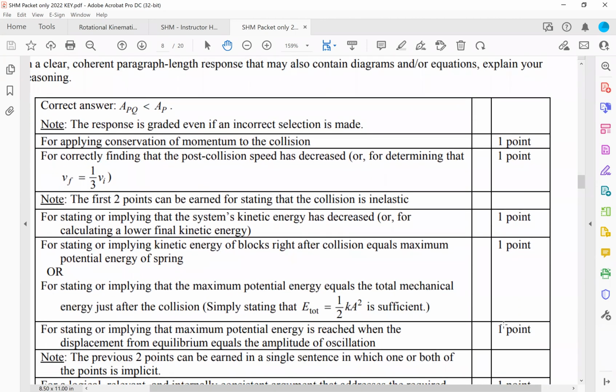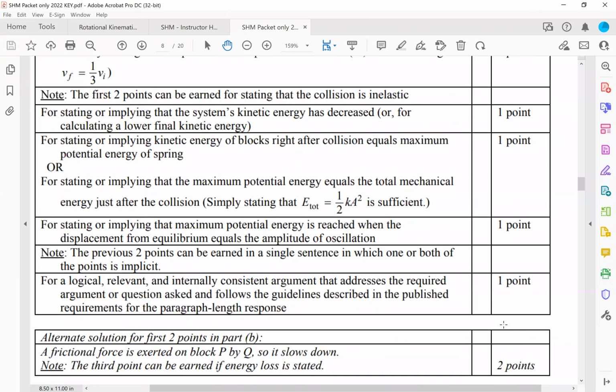First point, for applying conservation of momentum due to the collision. Did we do that? Check, 1 point. For correctly finding that the post-collision speed, so our new final velocity, has decreased. And it says, or for determining. So did you have supportive work showing that it's 1/3 of the original? Yeah, we did that. Second point. And it says, note, the first 2 points can be earned for stating that the collision is inelastic. So if you didn't have supportive work and you started talking about the inelastic, that it should decrease due to the inelastic collision, you would get a collective 2 points.